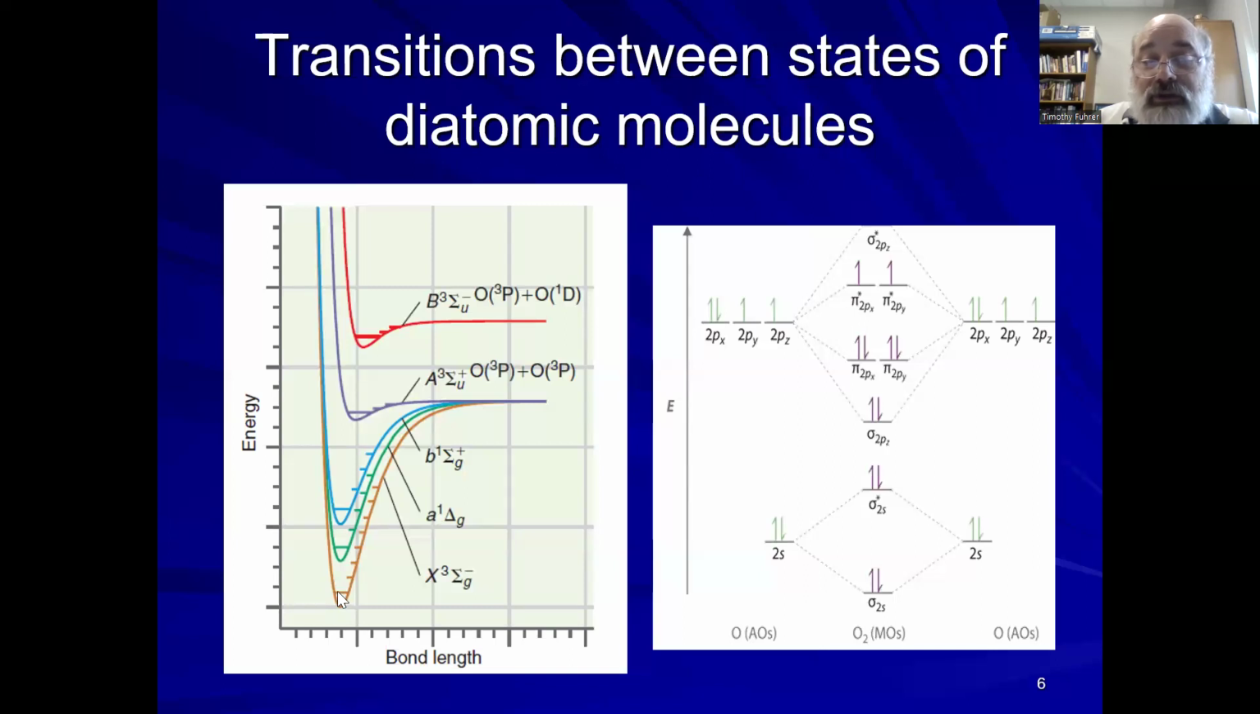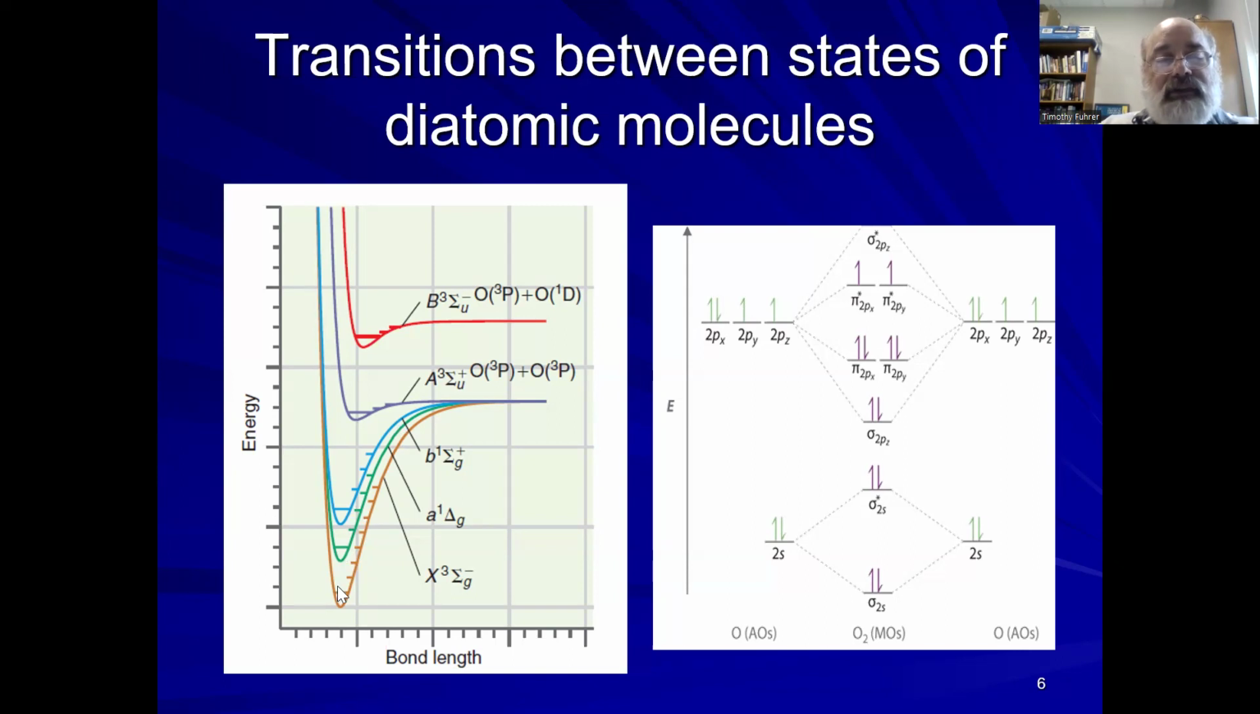So a molecule could exist in this ground electronic state, but this vibrational state. Or it could exist in this excited electronic state and this vibrational state. And so each of these is describing a multitude of vibrational electronic states.